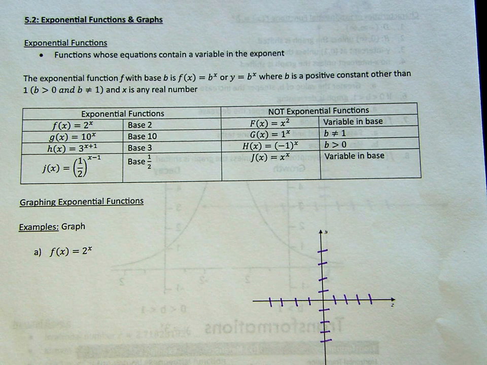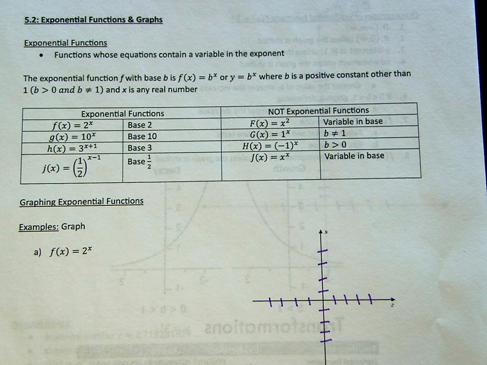Okay, so 5.2 is all about exponential functions and graphs. If you remember, 5.1 was the inverse functions, and it's going to become more apparent once we do 5.3 why we start with inverse functions before we talk about the exponential functions in the rest of chapter 5. So exponential functions are functions with equations that contain a variable in the exponent itself.